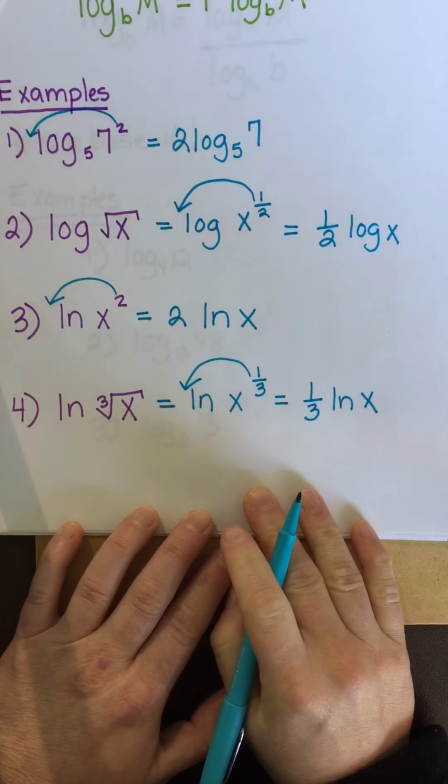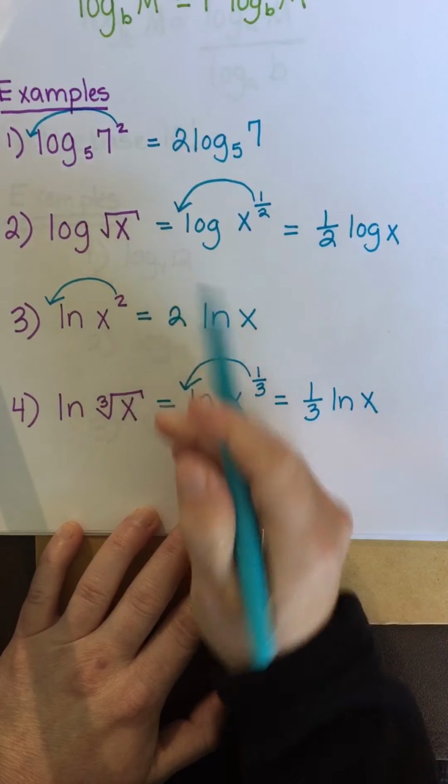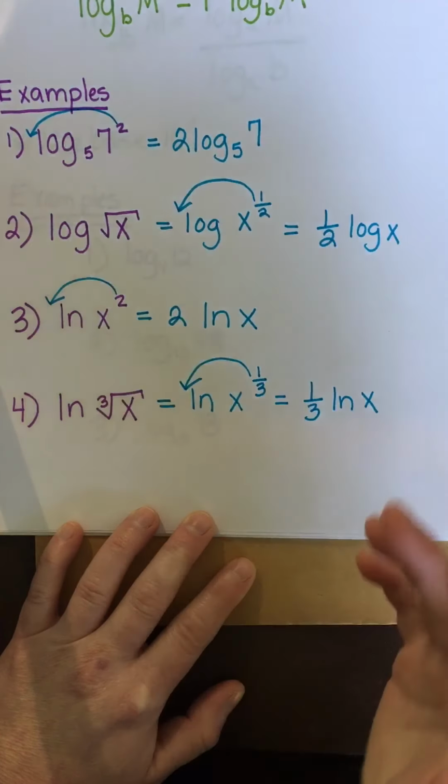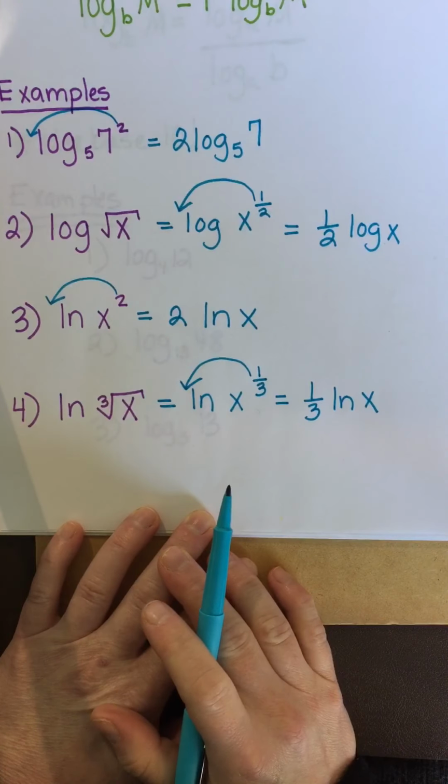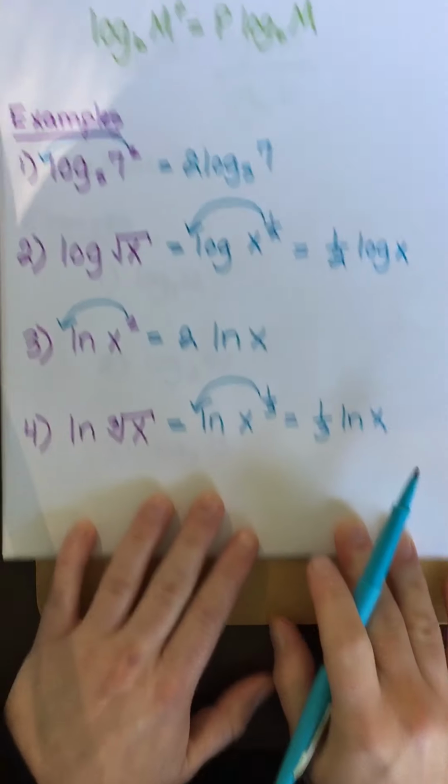Where the power rule is especially useful is when we have our variable in our exponent, and I need to get the variable somewhere where I can work with it, but that'll be in the future. All right, let's look at the next rule.